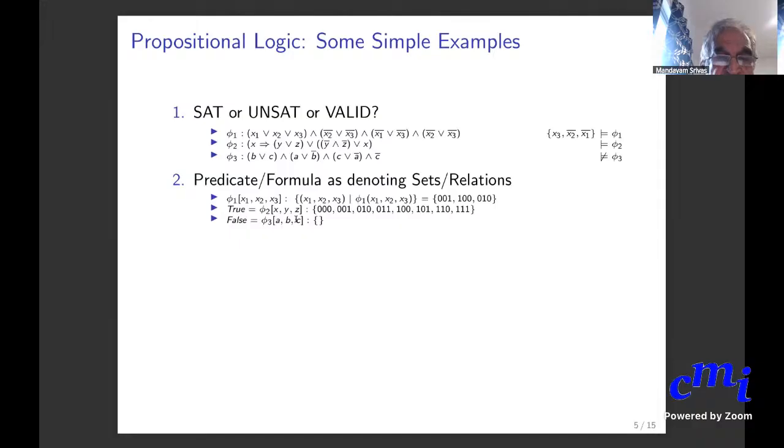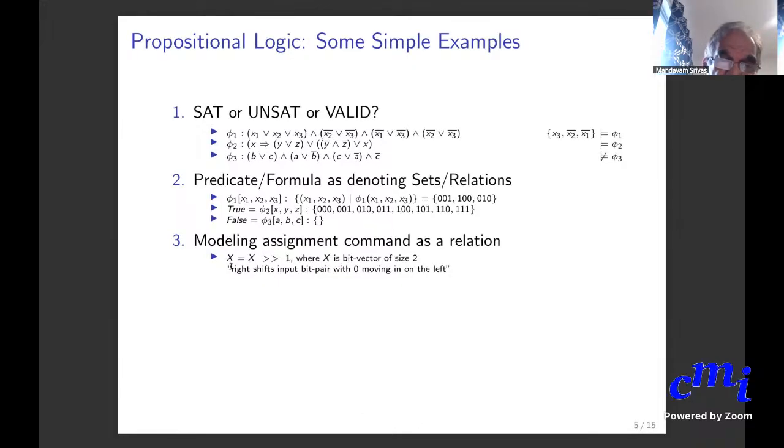It gets a little bit more interesting when we start doing this. So let's take the example of modeling an assignment statement as a relation. So predicate formulas, is that clear? The way I define what set it denotes? Any questions there? Okay.